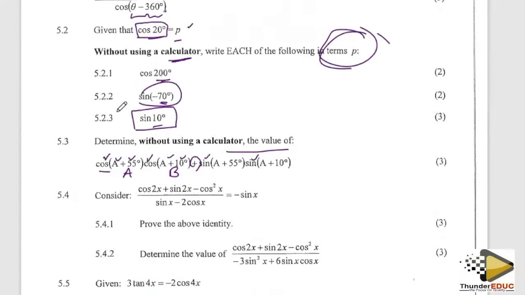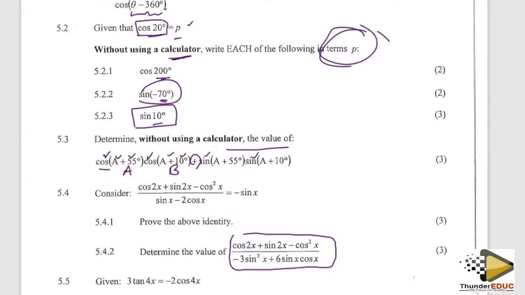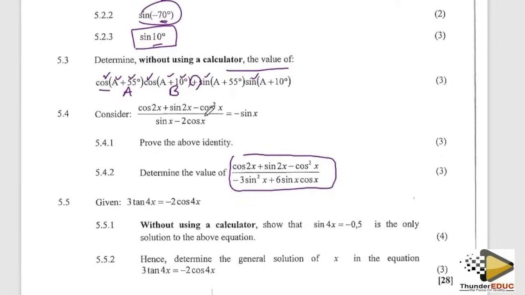5.4.2. We want to determine the value of this working. Okay. So when I look at this, does it look like the top part, this, and that? And then I'm seeing the bottom part, there's a sine squared. And then there's a cos, which means there's an introduction of something extra here.